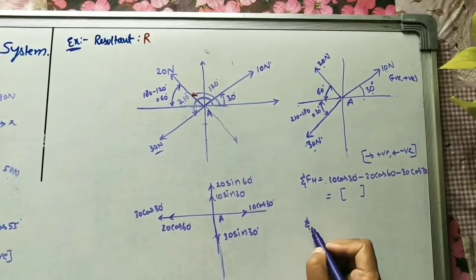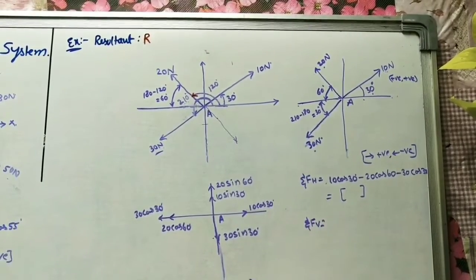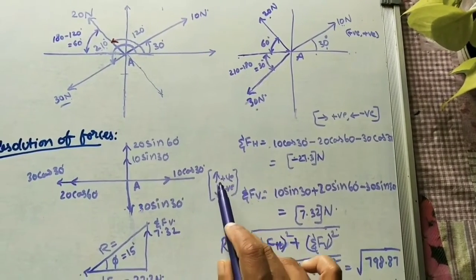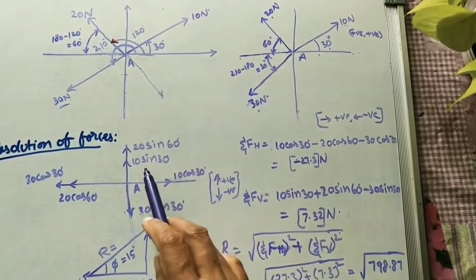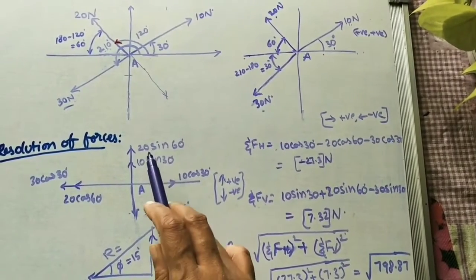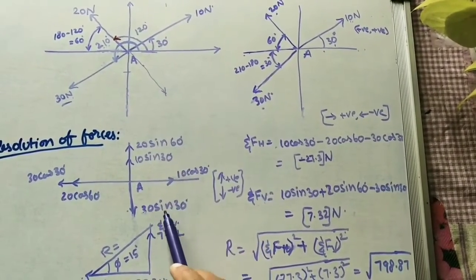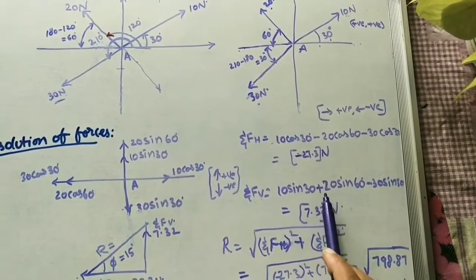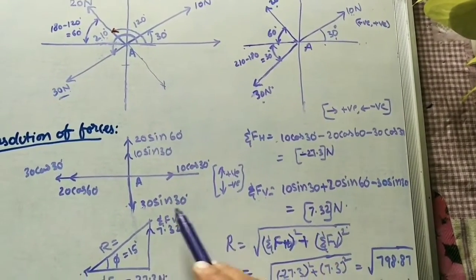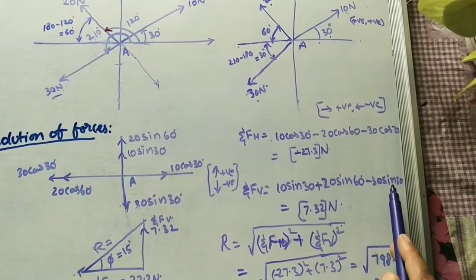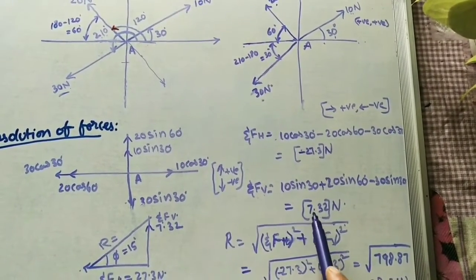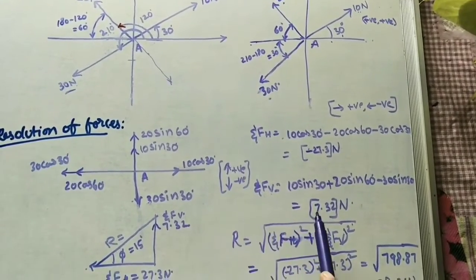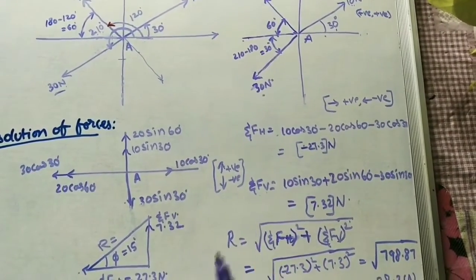Next we need to calculate sigma FV. Upward forces I am taking positive, downward forces negative. What are the upward forces? 10 sine 30, 20 sine 60. Downward is 30 sine 30. Here I have written 10 sine 30 plus 20 sine 60 minus 30 sine 30. So the value will be 7.32 newtons. Positive means it is upward. Okay. So this is the vertical component.